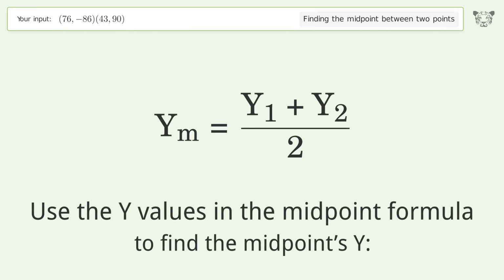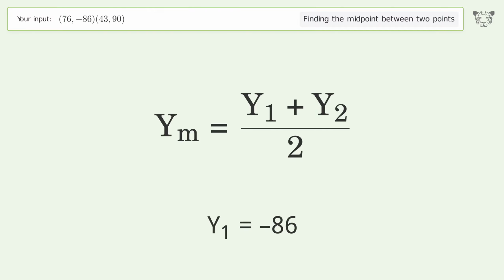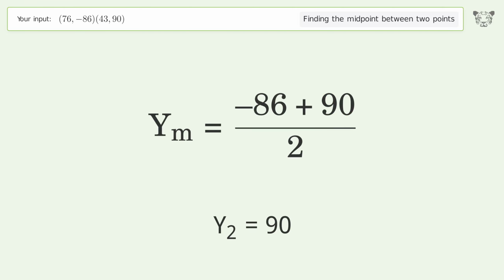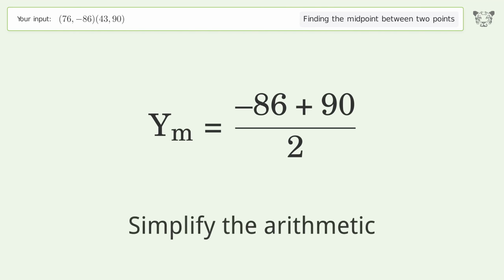Use the y values in the midpoint formula to find the midpoint's y. y1 equals -86. y2 equals 90. Simplify the arithmetic.